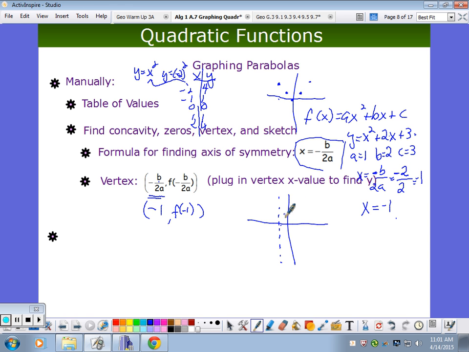So for this one, negative 1, and I plug in negative 1. Negative 1 times negative 1 is 1. Plus 2 times negative 1, that's negative 2. 1 minus 2 is negative 1. What about the plus 3? I want the vertex. I want this first. What is this plus 3?